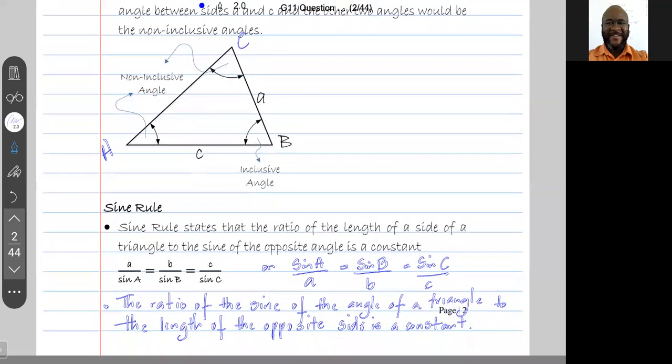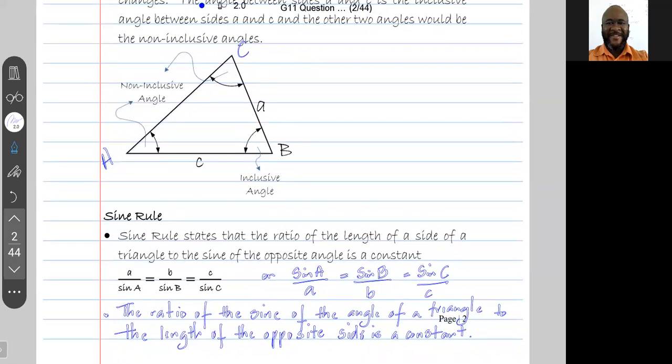All right, guys, let's talk about sine rule and what it's used for, when do you use it, and stuff like that. Now, sine rule states that the ratio of the length of a side of a triangle to the sine of the opposite angle is a constant. So sine rule would be a over sine A is equal to b over sine B is equal to c over sine C.